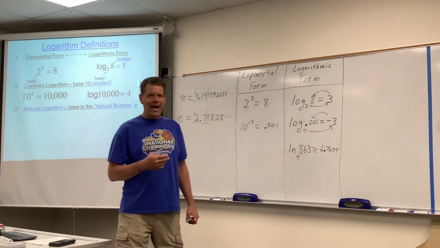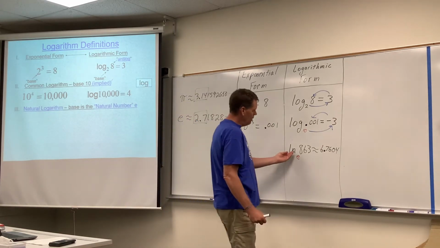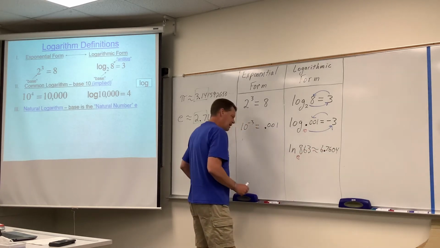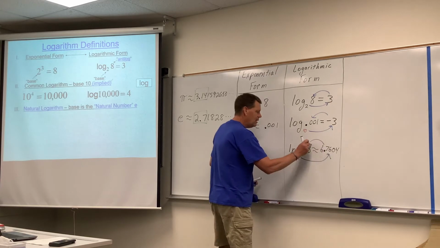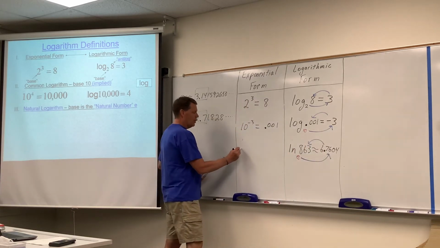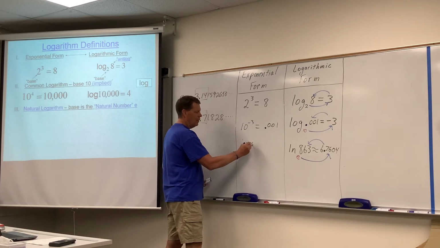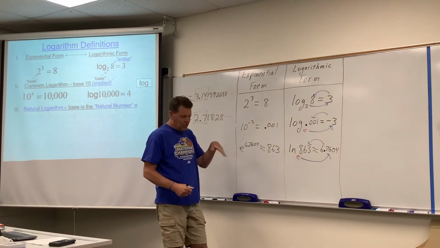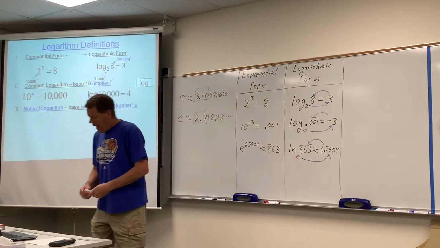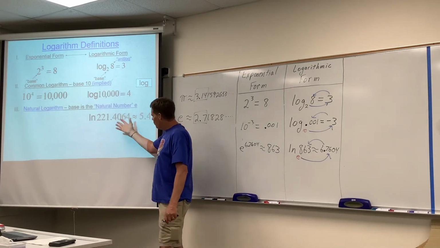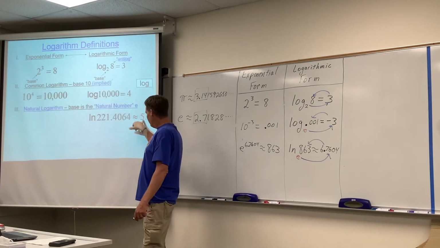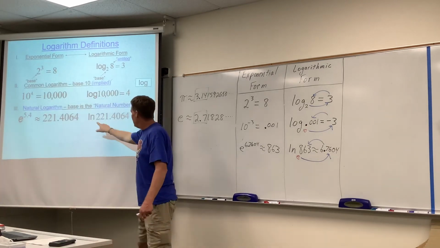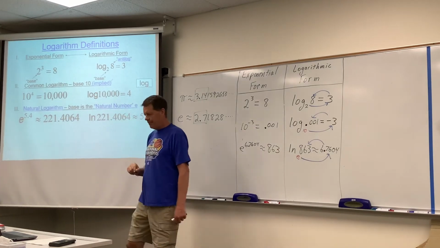So the way we would say that is the natural logarithm of 863 is approximately this number here. And again, once we realize that the base is e, it follows the same pattern: e to this power is approximately 863. So it's the same pattern. You just have to realize what your base would be. And again, we have an example of that in your notes. The natural log of this number is 5.4, which would translate to e to the 5.4 power is 221.